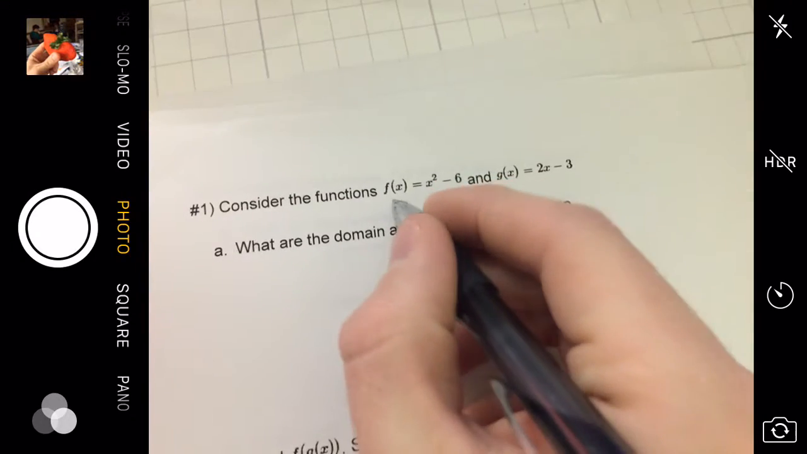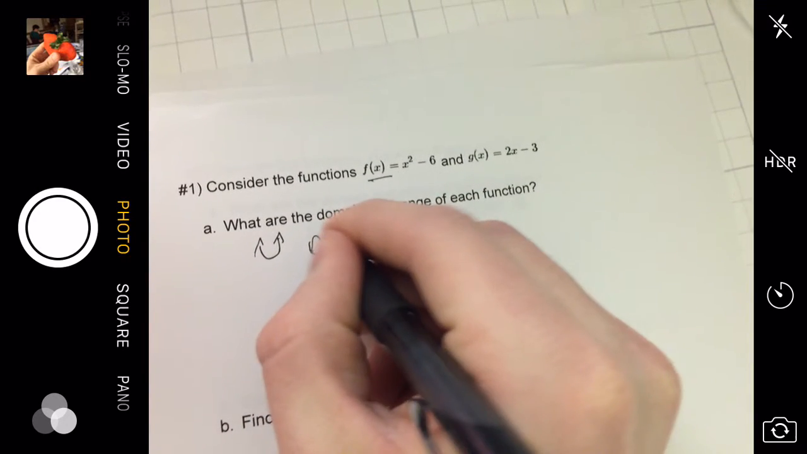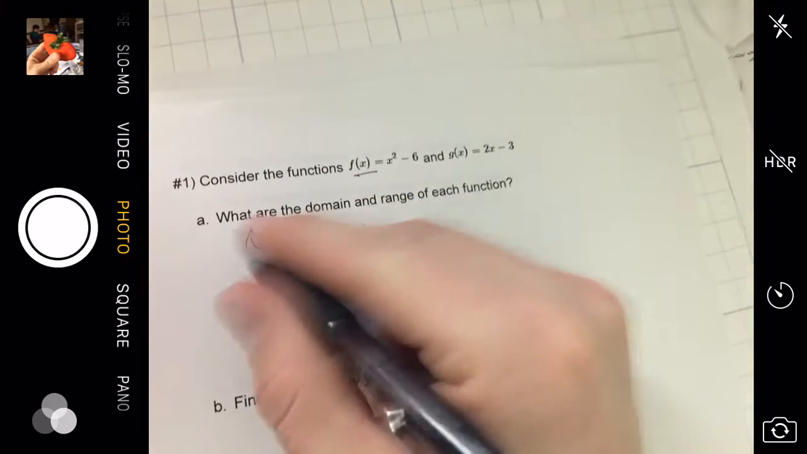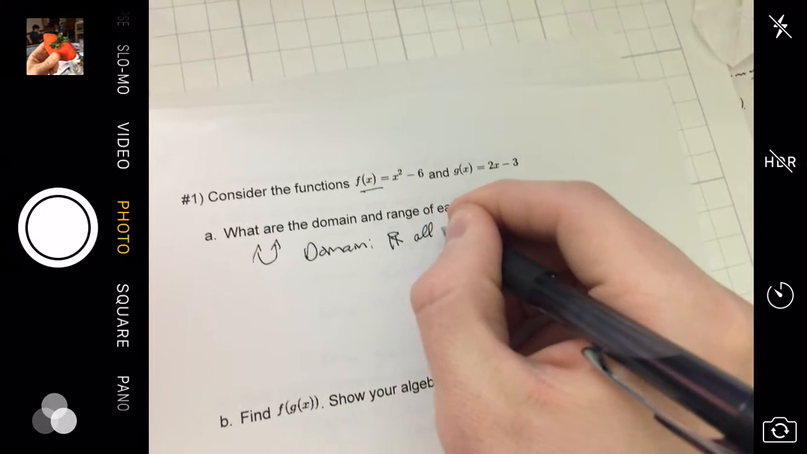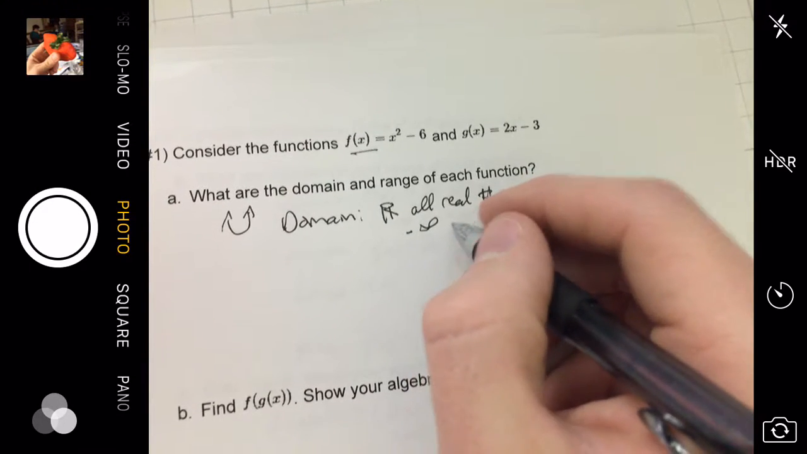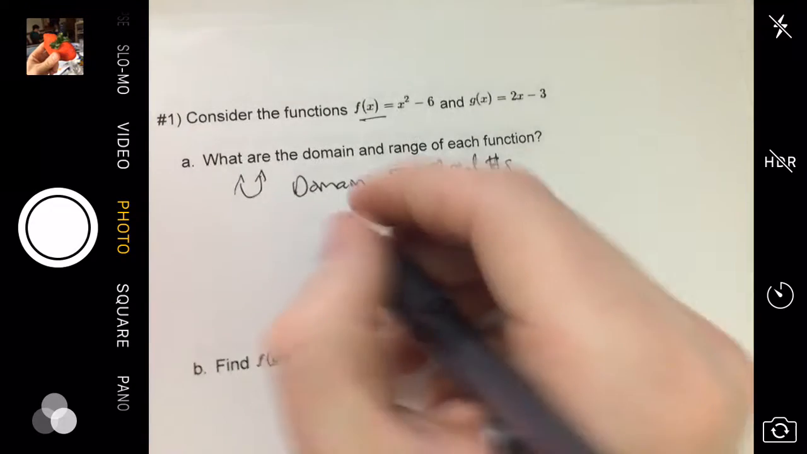So let's start with f of x, say quadratic. It looks like this. And the domain, well, domain of all quadratics is all real numbers. It goes forever in both directions. So you can just write all real numbers with a funny R, or you can write out in words, all numbers, or you could use this notation right here. Negative infinity is less than x is less than infinity. A lot of options there.